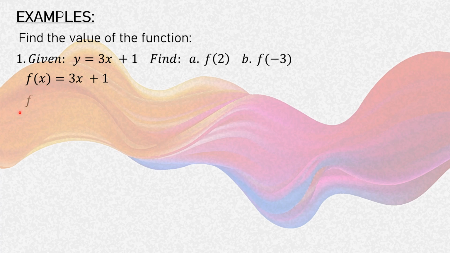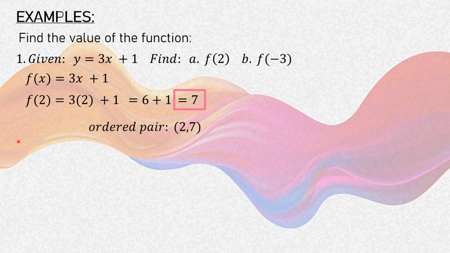So, ibig sabihin, hahanapin natin yung function ng variable x. So, in this, we will just substitute the function of 2. So, yung variable x ay papalitan natin ng constant which is 2. So, 3 times 2 is 6 plus 1. Therefore, the value of y or the function is 7. And then, pwede na tayo maglagay ng ordered pair, 2, 7. 2 is the variable x and 7 is the variable y.